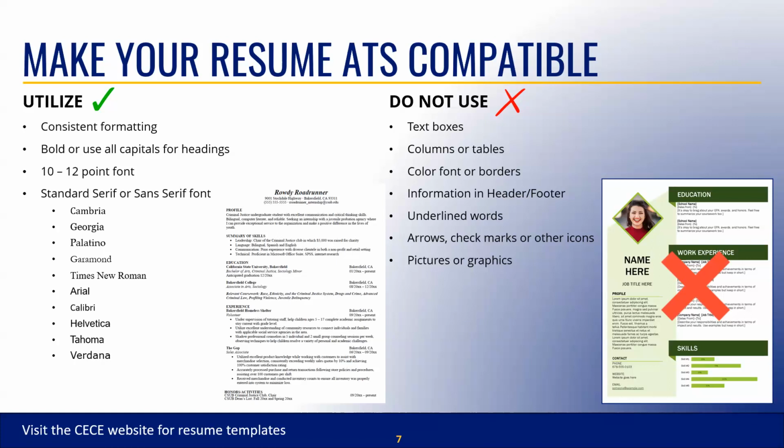What should you stay away from? You want to make sure that you are staying away from including text boxes on your resume. Again, the system cannot read any information that is included in the text boxes. You also want to stay away from including columns or tables in order to organize information. Color fonts and borders are not recommended to include on a resume.